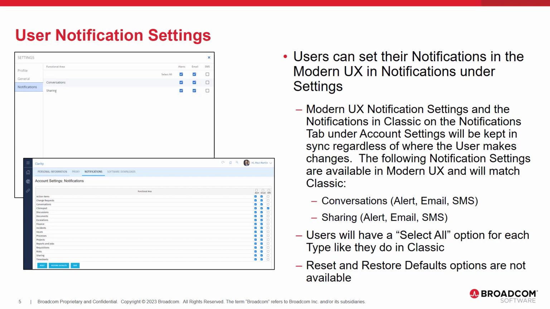These settings will be synchronized with the original ones in Classic under Account Settings. As you can see, you have similar functionality for conversations and sharing. You have Alert, Email, and SMS. You also have a Select All in Modern, just like you had in Classic, so that you don't have to check each one individually. But in Modern, the Reset and Restore Defaults options are not available.